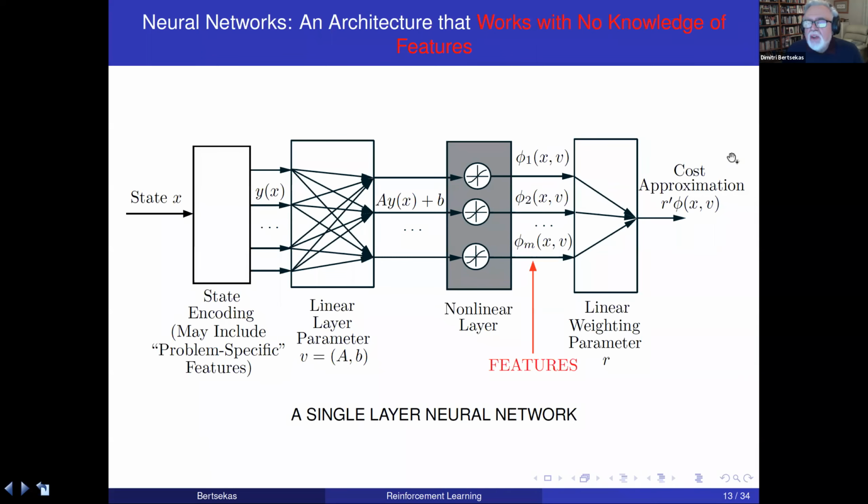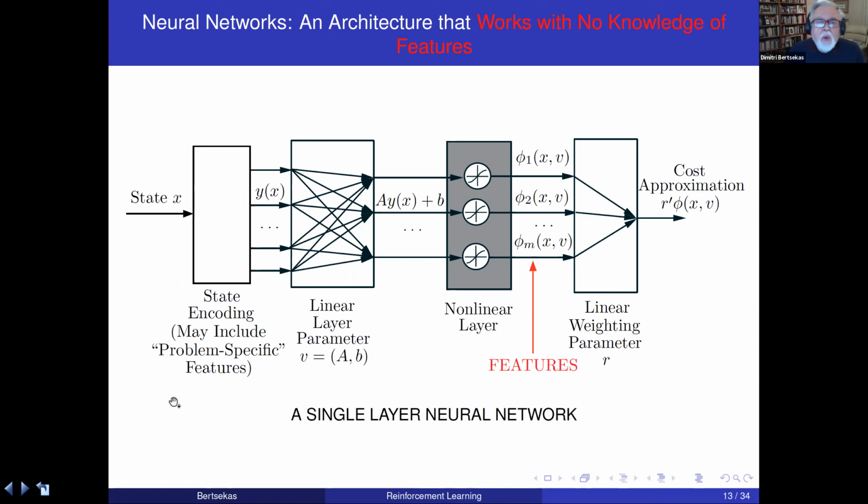So here's the structure of a neural network. I'm going to go through this quickly because I'm going to start pretty soon the video lecture from the 2019 offering of the course, which is going to focus on this architecture almost exclusively.